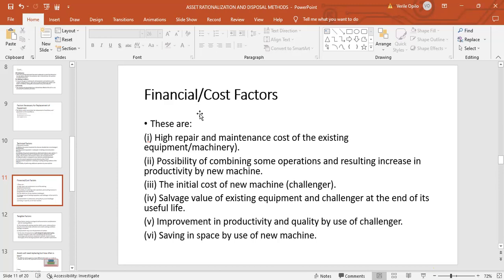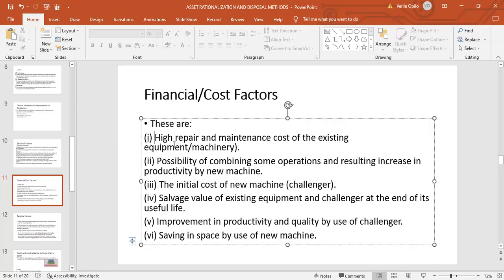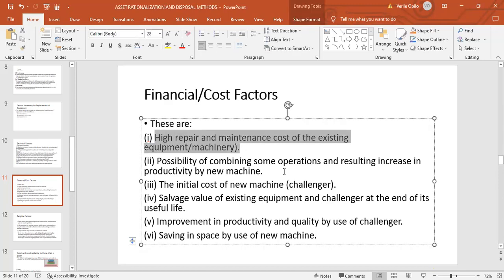So we have several factors. In this case, the factors could comprise high repair and maintenance costs. When there's a lot of cost you're incurring in terms of maintenance and repair, then you would rather let the asset go. You'd rather replace it, because there's no need for you to spend a lot of money repairing this asset every now and then.